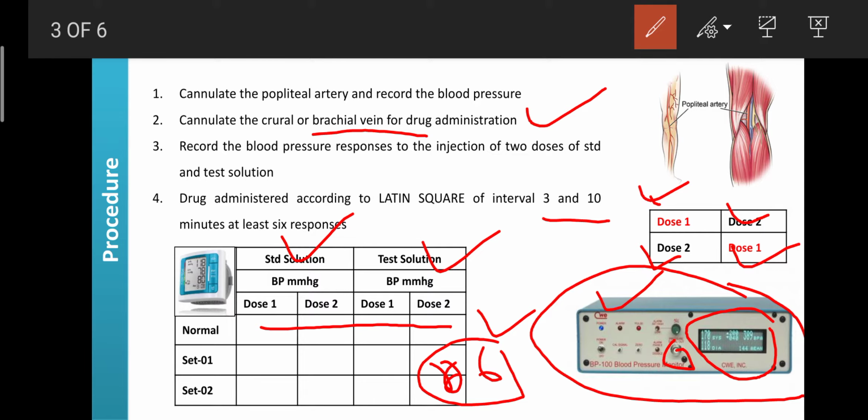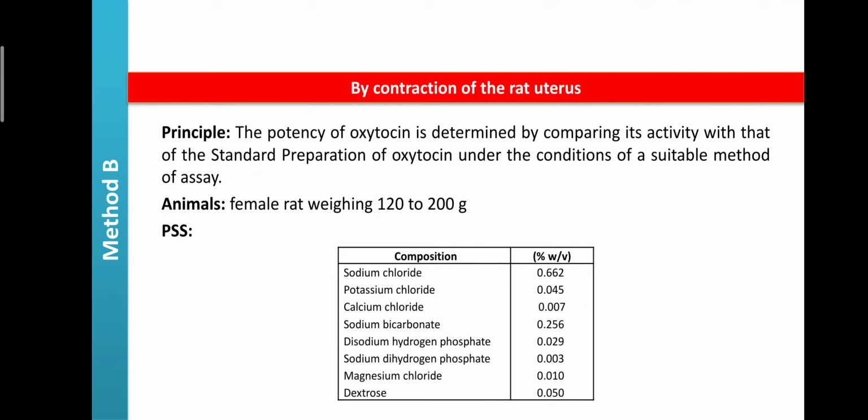Then you can get the bioactivity of the oxytocin, or you can get an idea regarding the concentration of oxytocin present in the test solutions, or in your discovered drug. So like that, monitoring the blood pressure in the chicken is helpful for the bioassay of oxytocin. The second method is by contractions of the rat uterus, because oxytocin can definitely cause uterine muscle contraction, which is helpful for the induction of labor.